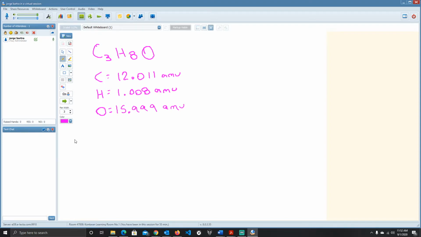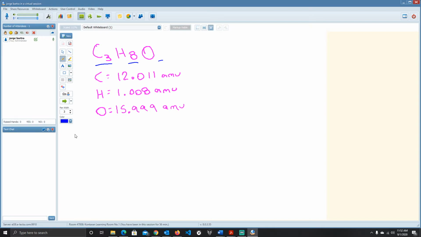So now that we have the atomic mass units for each element, what we do is we count the amount of atoms that we have. In this case, for C, we look at the subscript and we see that C has 3 atoms, H has 8 atoms, and O, 1 atom. So all of those atoms together make up the molecule C3H8O.